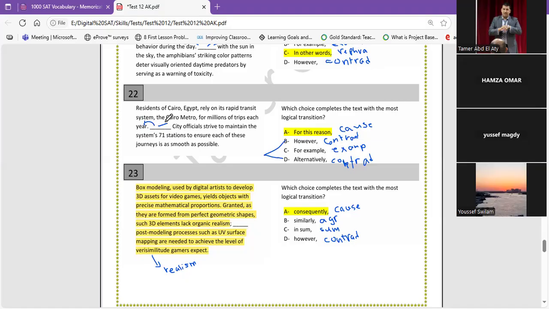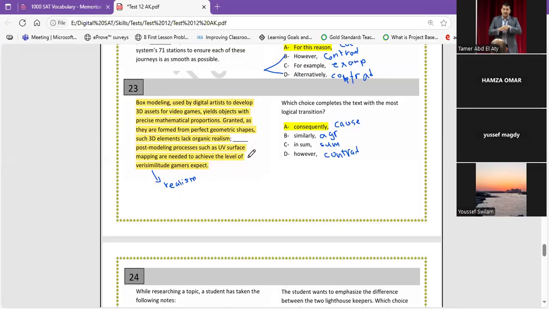and the sentence after. He said the residents of Cairo, Egypt, rely on its rapid transit system, the Cairo Metro, for millions of trips each year. Then after that he said, city officials strive to maintain the system's 71 stations to ensure each of these journeys is as smooth as possible. Yes, because of that. Because the people of Cairo depend completely on it. So for this reason, after that, consequently, cause and effect; similarly, agreement; in sum, summary. However, contradiction.